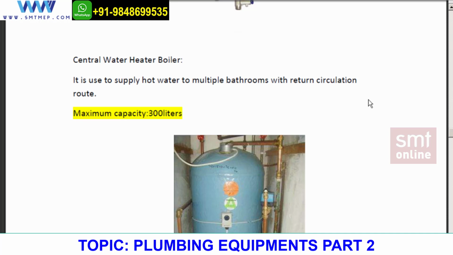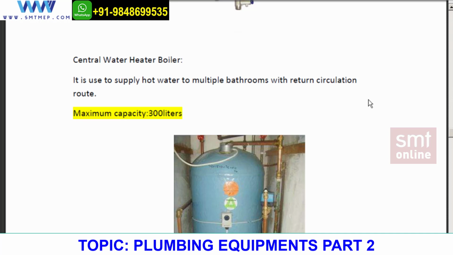Central system, one main source, and it will be distributed to all the outlets over there. Right. So the same thing over here. Now a central heater is one complete heater for the complete project. So in short, I can say it is used to supply hot water to multiple bathrooms.